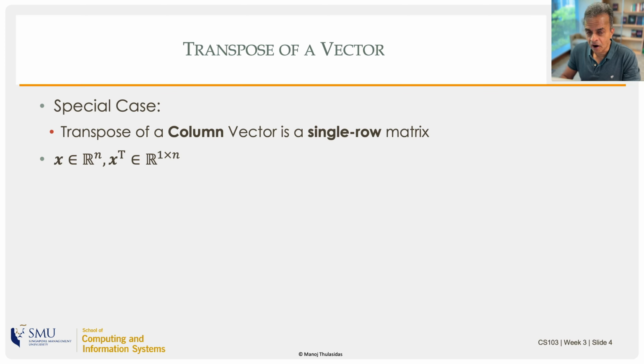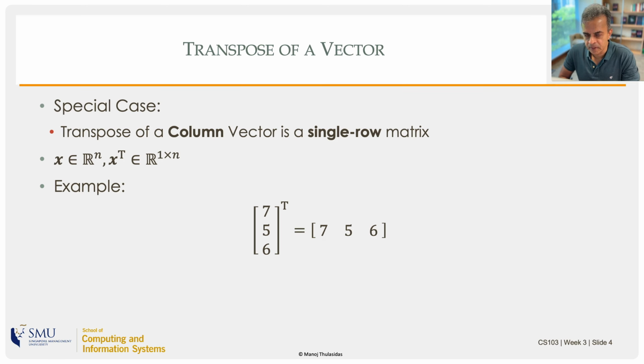So if X is in Rn, you don't write Rn by 1, you just write Rn. Then X transpose is going to be in R1 by n. There you do write 1 by n, you cannot just write Rn. So here's an example. 7, 5, 6 in a column is a column vector. When you transpose it, you get 7, 5, 6 in a row, a row matrix. Some people do call it a row vector and develop linear algebra machinery based on it. We won't do that in this course.